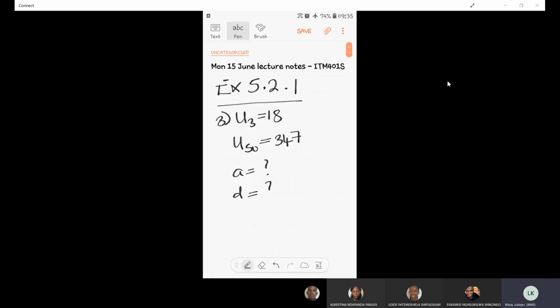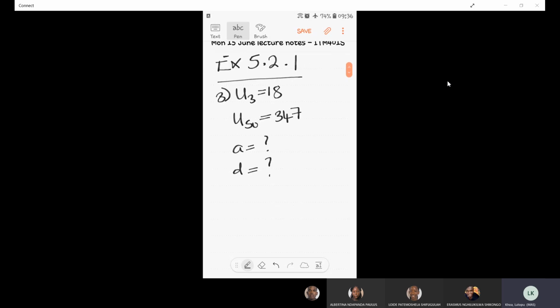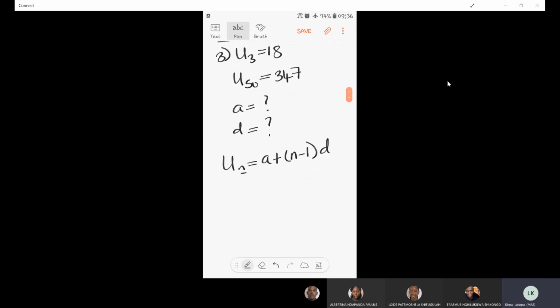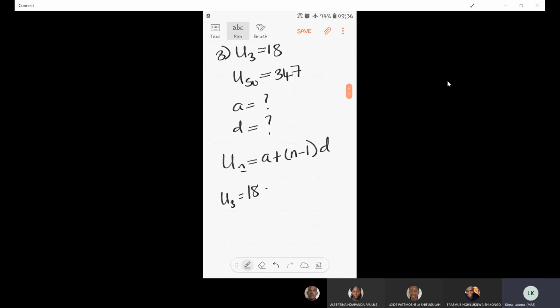So this one is pretty straightforward, nothing too complicated to do, because we just use the formula for the nth term. We know that un is a plus n minus 1 times d. So for any term, if you know what n is, you can substitute it in there to work it out. So what we do is we rewrite this for u3. We know that u3 is 18, and here n is equal to 3. So this is equal to a plus 3 minus 1 times d.